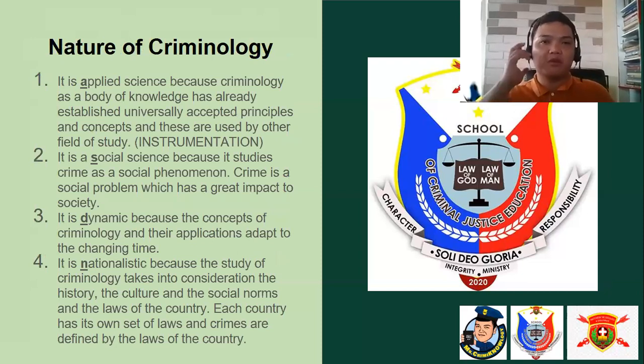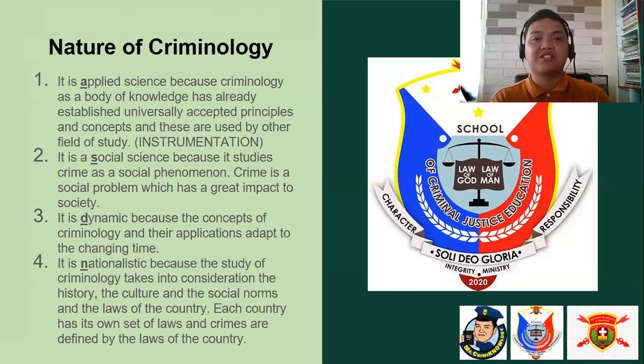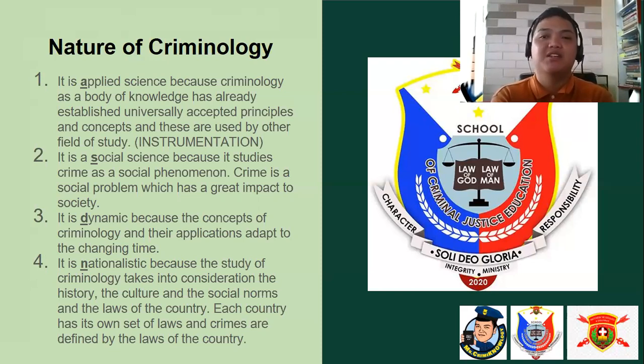the nature also of criminology. Number one, it is an applied science because criminology is a body of knowledge that has already established universally accepted principles and concepts, and these are used by other fields of study. Instrumentation. So today, crime is already a science because it is a body of knowledge. It is already established and has universal acceptance, and it is also being studied around the world. And these concepts are being used in other fields also.